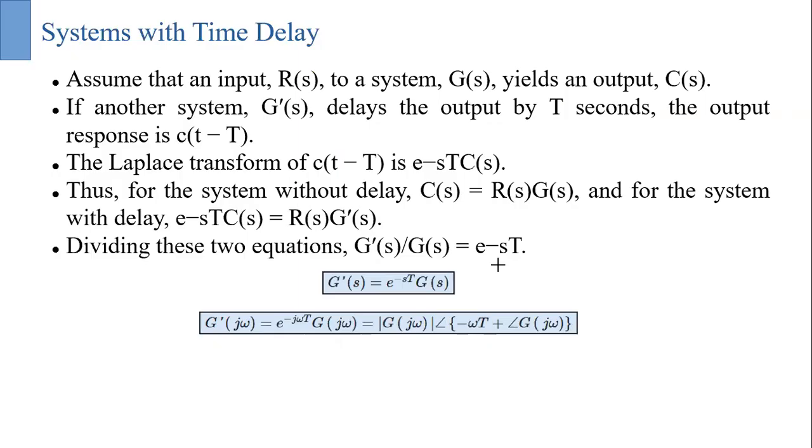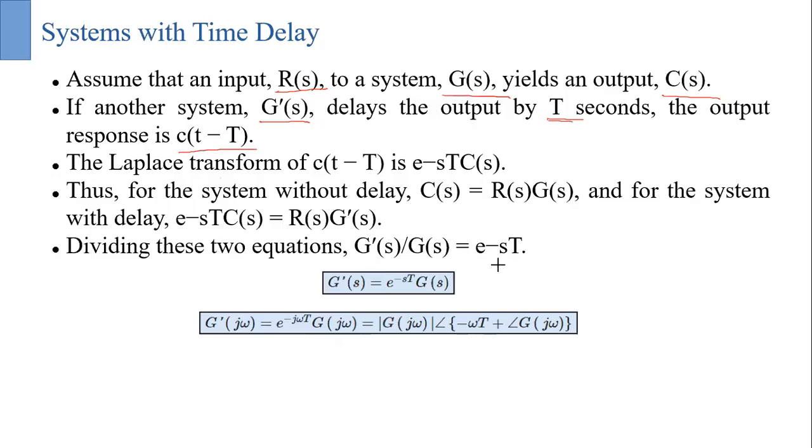So let us deal with a general system where an input is applied through the system G of s, and we get the output. In another system, we have the transfer function G of s, which actually has a delay of T seconds. So we can say that our output will be c of t minus T, small t minus capital T.